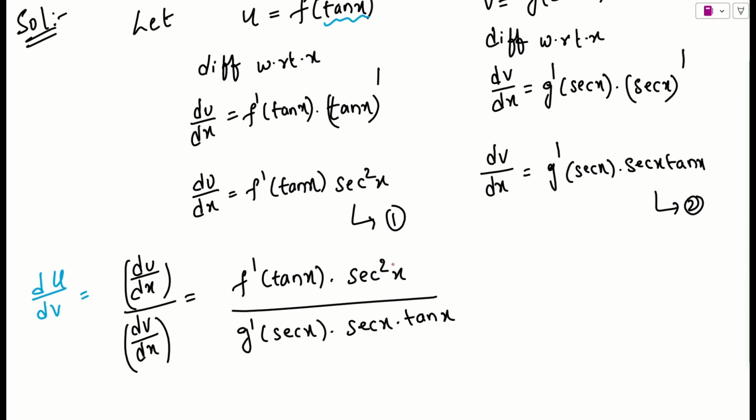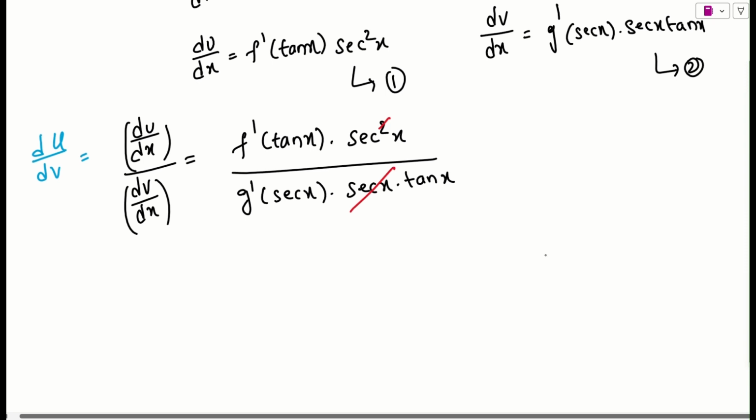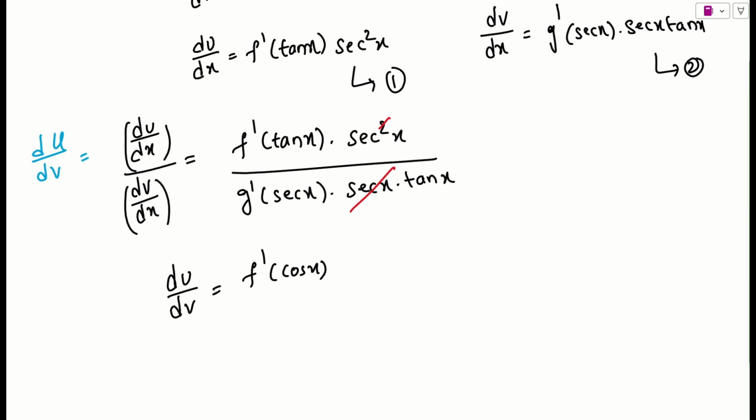After this, what can we say? From the numerator and denominator, simply we can cancel one secant with secant. Is it okay? So let us solve this further. So du by dv is nothing but, nothing else we can do, simply take f dash of tan x as it is. Oh sorry, this is not cos x, this will be f dash of tan x it was. Simply tan x, and the denominator will be what? g dash of secant x.